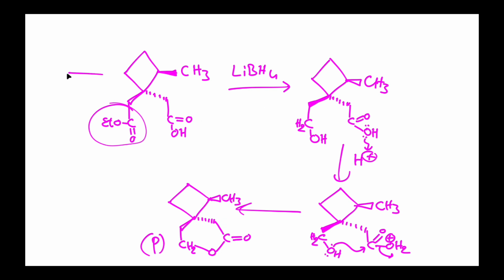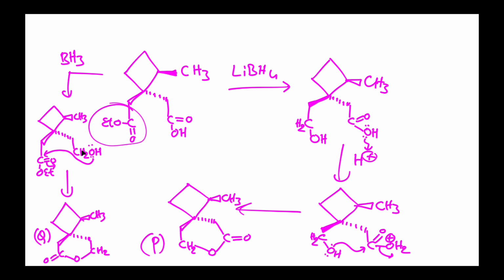But with diborane, BH3, carboxylic acids are converted into alcohol, but the ester is not affected by the diborane molecule. Only the carboxylic acid group is converted to a primary alcohol. Further, the lone pair on the alcohol group moves towards the carbonyl group of the adjacent ester. So cyclization takes place, and due to cyclization the product Q is formed.